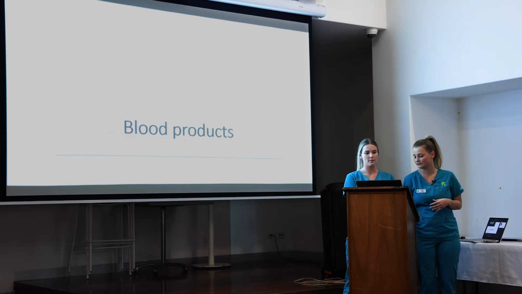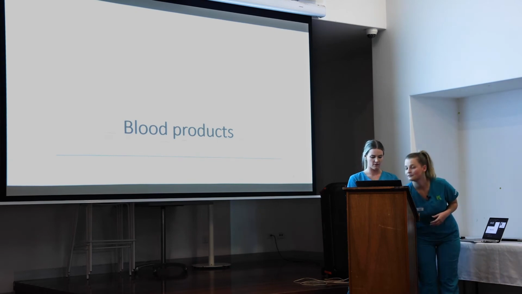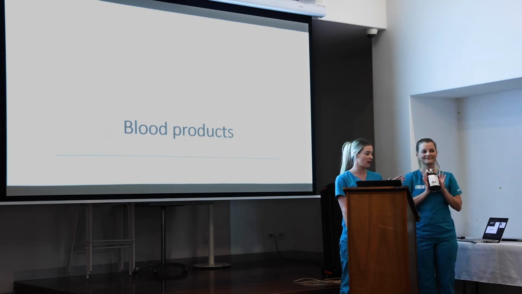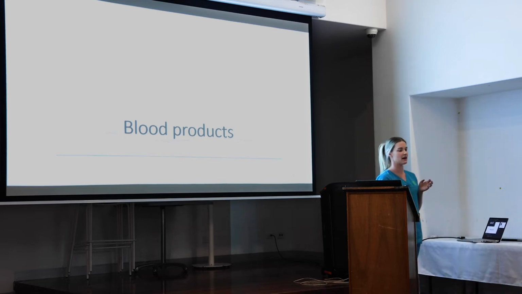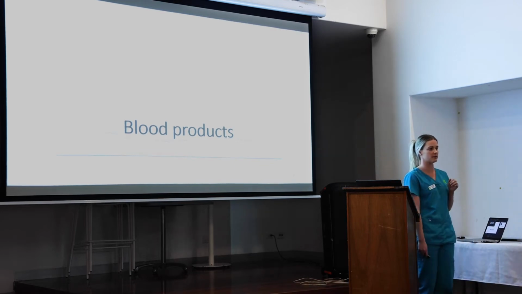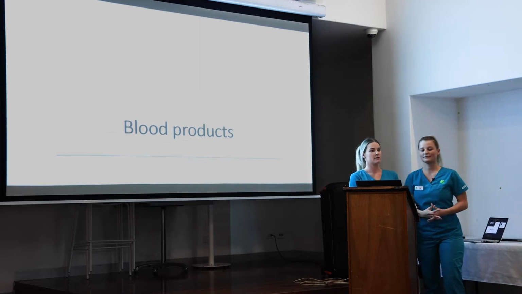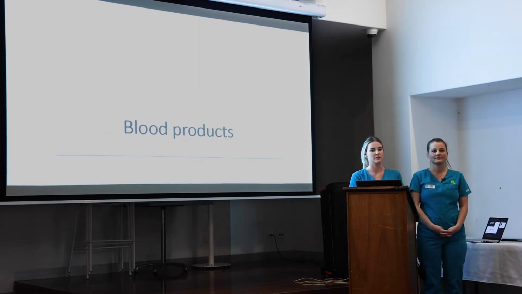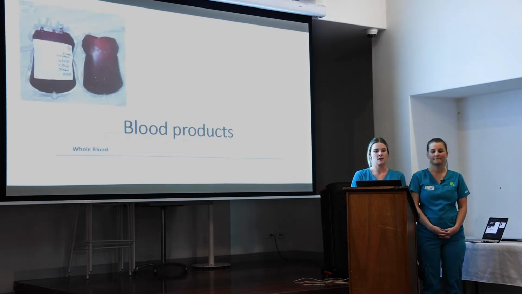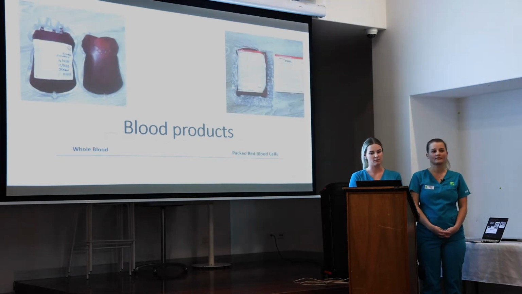Alrighty, so we're going to talk about blood products now. Now we do have this expired blood bag that we're going to hand out just so you can all get a bit familiar with some whole blood. So in veterinary medicine, there are 3 types of products that we transfuse. They are whole blood, packed red blood cells, and plasma.